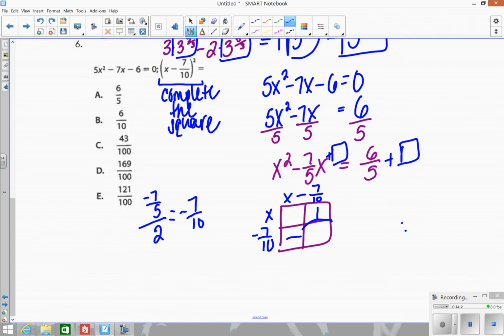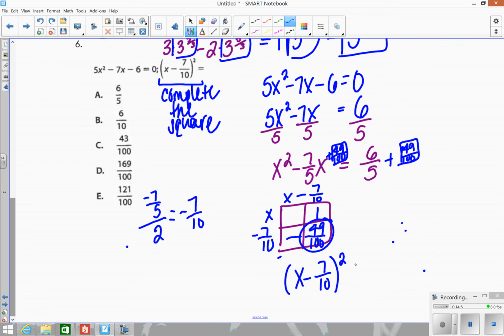And then when you multiply those, that'll tell you what number you're adding to both sides. So negative 7 times negative 7, positive 49, 10 times 10 is 100. So that means we'd be adding 49/100 to both sides. So then what we end up with on the left-hand side here is x minus 7/10 quantity squared, because those are the sides of the square. Those are also, when you take half of the b value, how we get this.